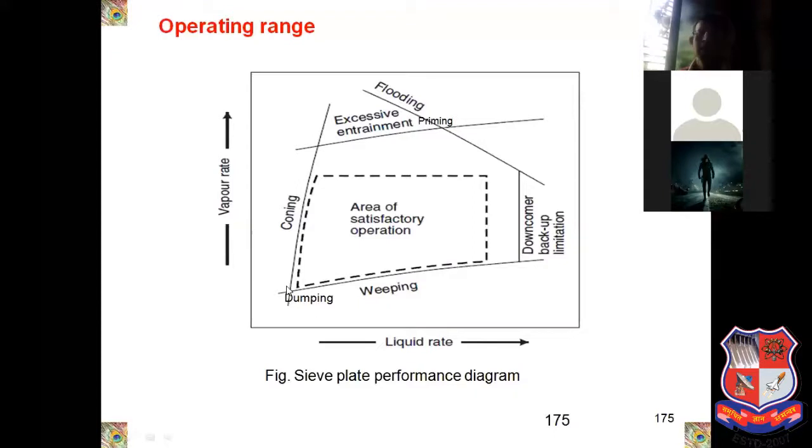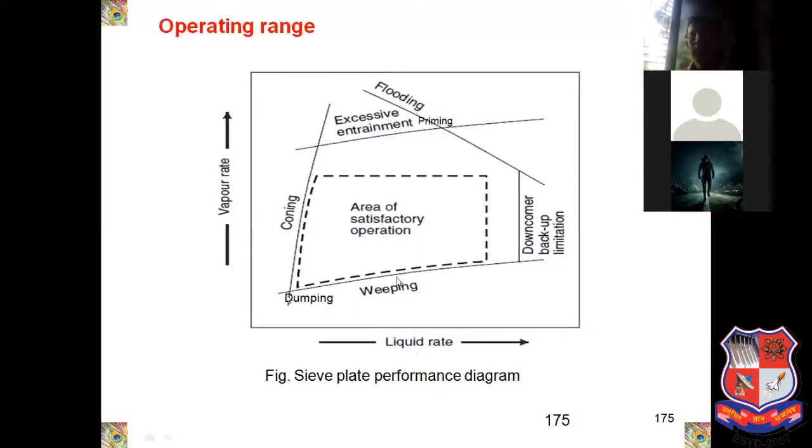So as you are starting, if you have a very low rate of vapor, so what is weeping and what is dumping? Fine. So when you have a very low rate of vapor and you increase the liquid flow rate, what happens? Weeping is going to start.